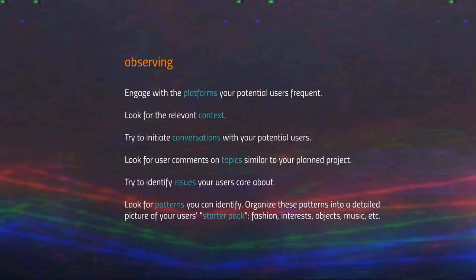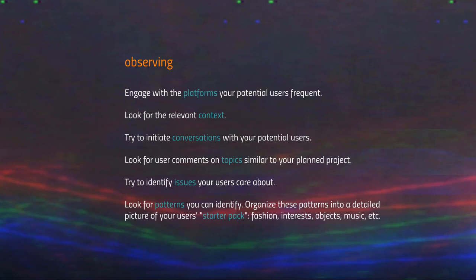Why do you need that? Because you should be looking for patterns you can identify. So patterns of behavior, patterns of thought, patterns of opinion that your users hold. We always encourage students to organize these patterns into a very detailed picture, as detailed as possible for that matter, following the starter pack meme, and I'll talk about this in a second.